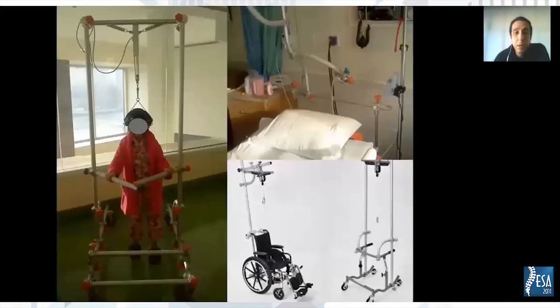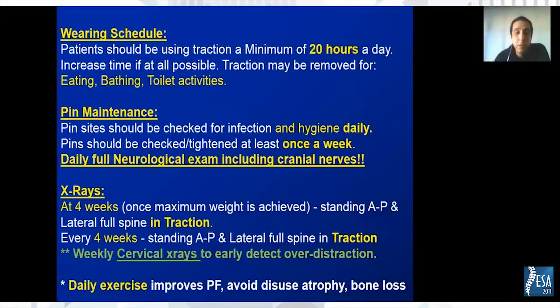This is just how the patient looks in traction, and the same applies when they're in bed or in the chair. The wearing schedule, as we said, is 20 hours, discontinued only for bathing or toilet activities, but they can also eat while in traction. Pin site maintenance should be daily hygiene for cleaning. Once a week, you can tighten the pins, and you should do a daily neurologic examination, including cranial nerves.